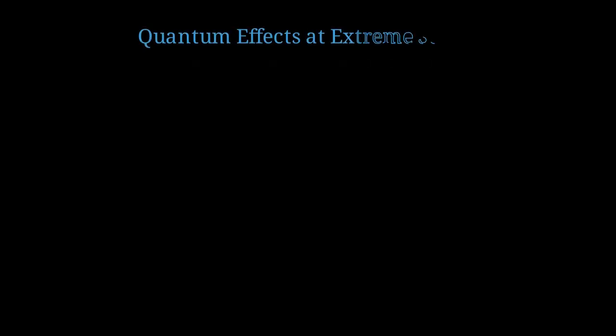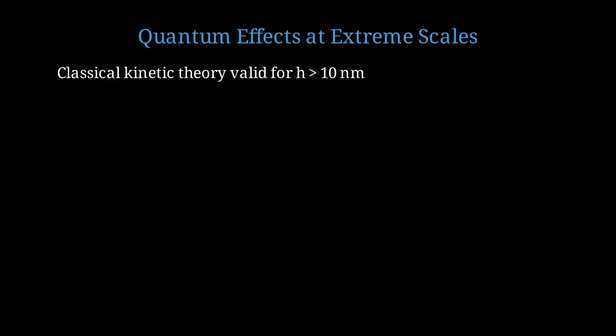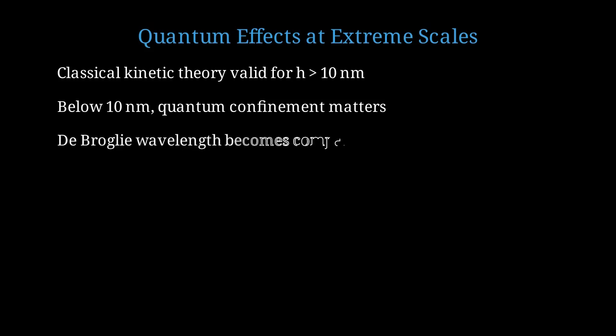An interesting question: at what point do quantum effects become important in Knudsen pumping? Classical kinetic theory remains valid for channel heights above about 10 nanometers. Below 10 nanometers, quantum confinement effects on the gas molecules themselves become significant. The de Broglie wavelength of the gas molecules becomes comparable to the channel dimensions. The de Broglie wavelength equals h divided by the square root of 2π m k_B T.